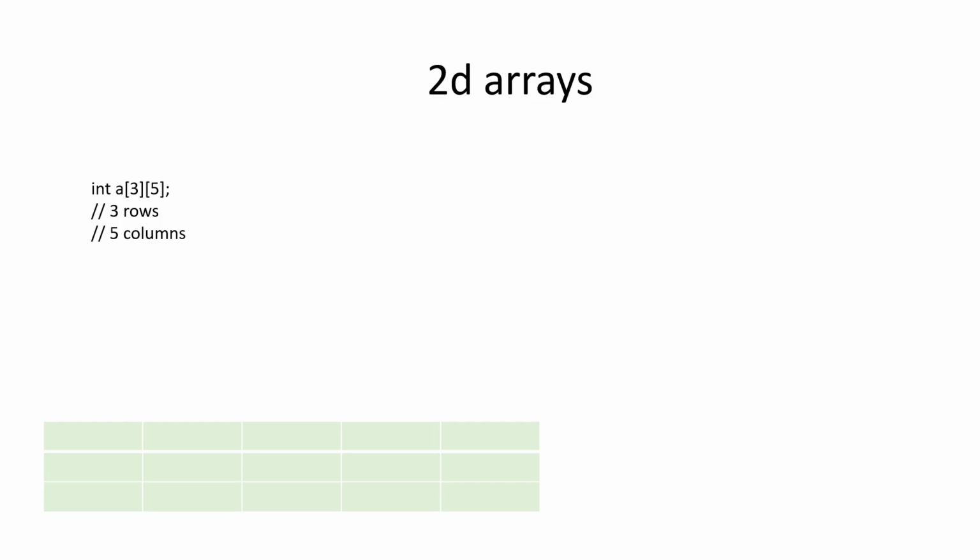Anyway, declaring a 2D array is very similar to just declaring a 1D array. I've got an example right here, int a, and then I just need two dimensions, one for each of them. In this case, the first element is going to represent how many rows we have, and you can think of the second one as representing how many columns they have. So declaration is pretty straightforward.